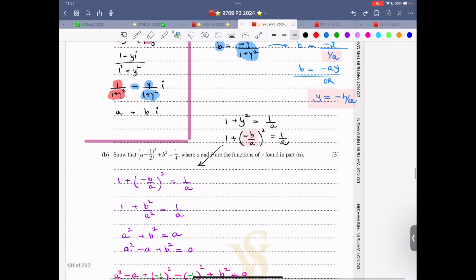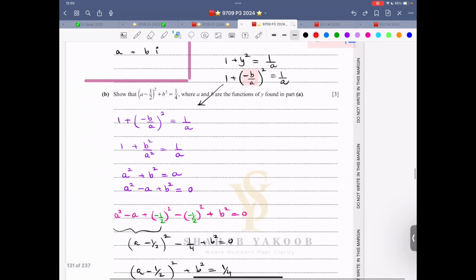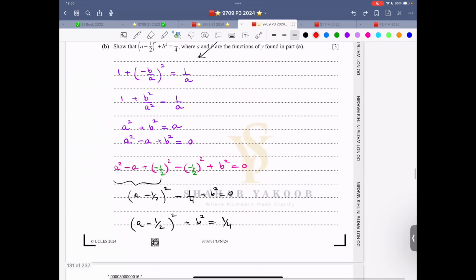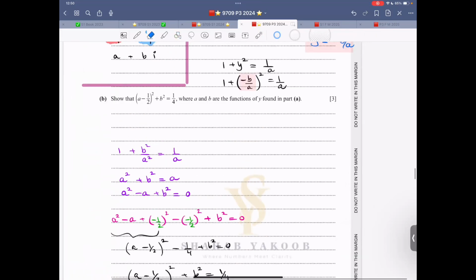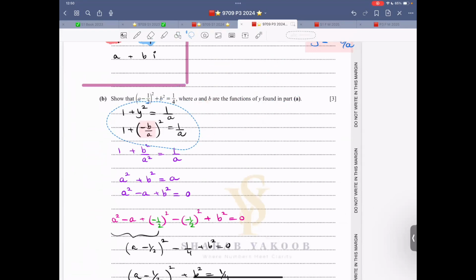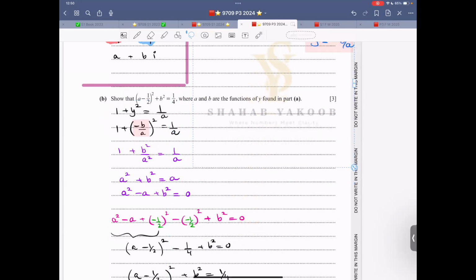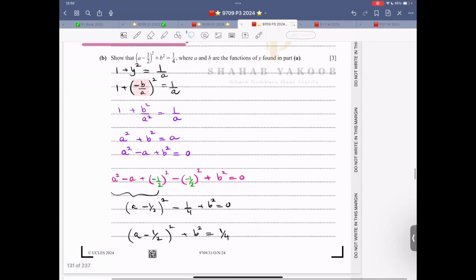the whole thing square, and then look at the working. So the working is right over here. I can skip this step right now. That is already written. And let me just take this to this side like this. And now let's look at the working. So now the working is 1 plus b square over a square is a, cross multiply by a square. You get this thing, a square minus a plus b square.